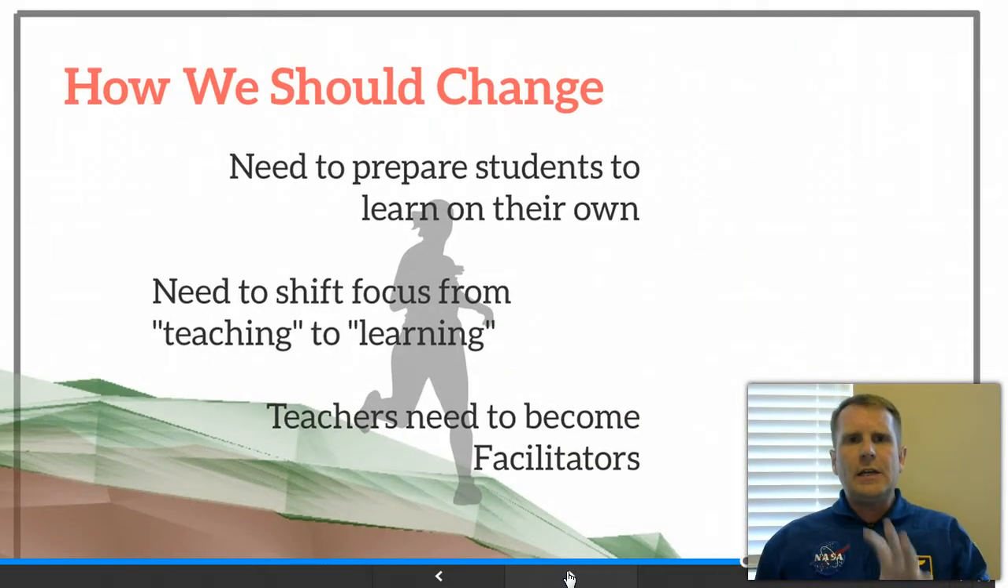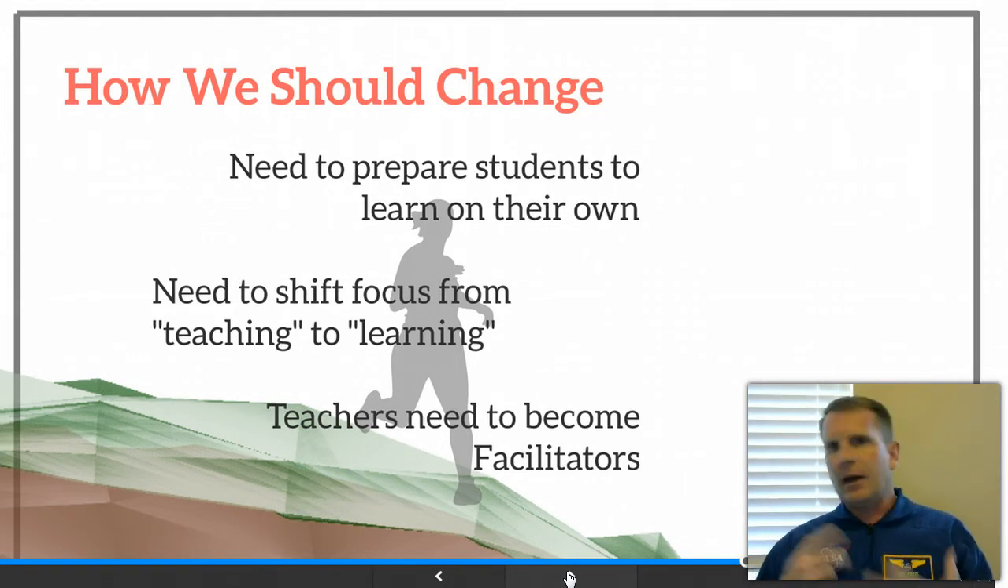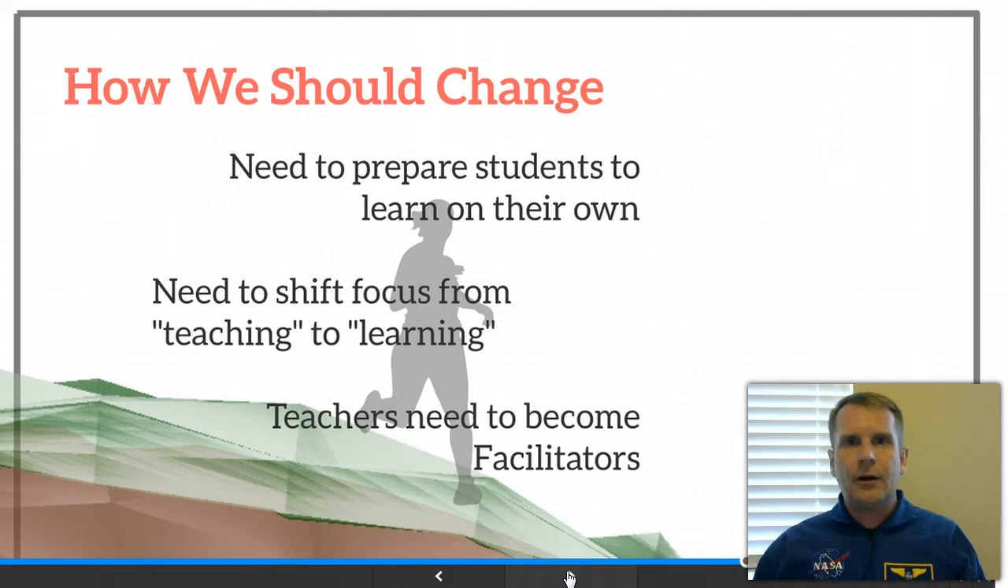So let's look at how we need to change. To prepare our kids for these jobs that don't exist, how are we going to prepare them? Well, we need to prepare the students to learn on their own. That's key. So they need to have skills. If I don't know something, how am I going to figure this out? How can I problem solve efficiently?